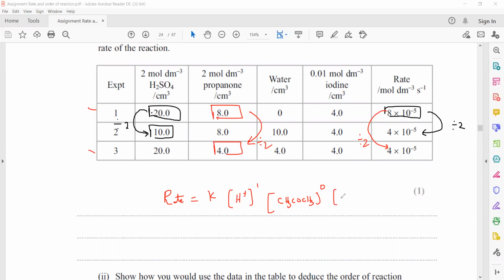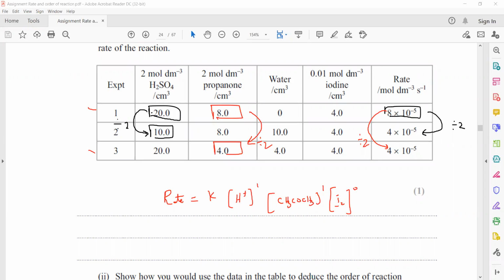Yes, sir. And iodine, as we know, is zero order with respect to iodine. So I'll write I to the power 0. So this will be the rate equation, and in the explanation you will mention: when we compare the first two experiments, experiment 1 and 2, the volume is half, so the concentration is also half, and the rate is also half, so it means it is first order with respect to hydrogen.